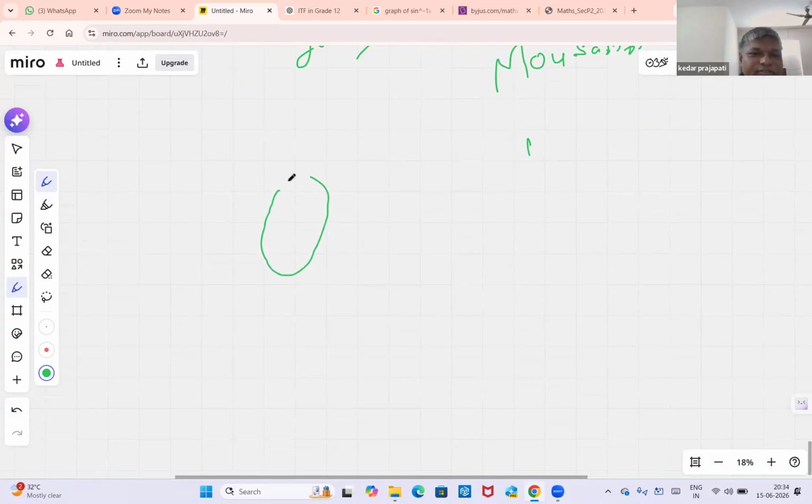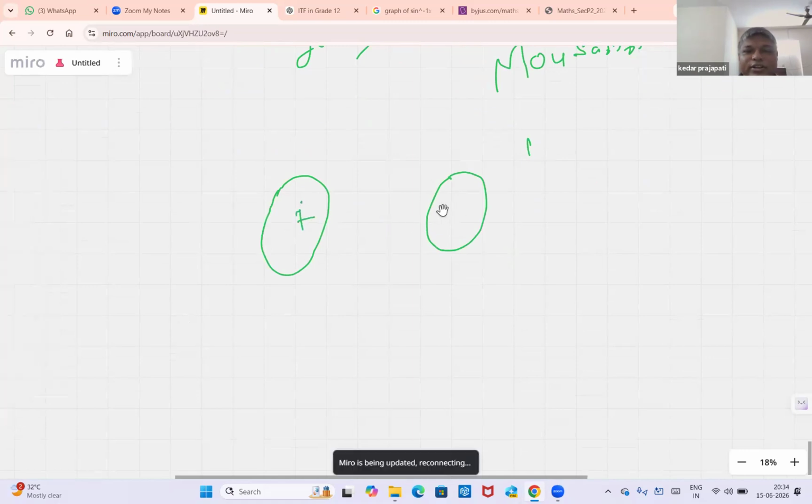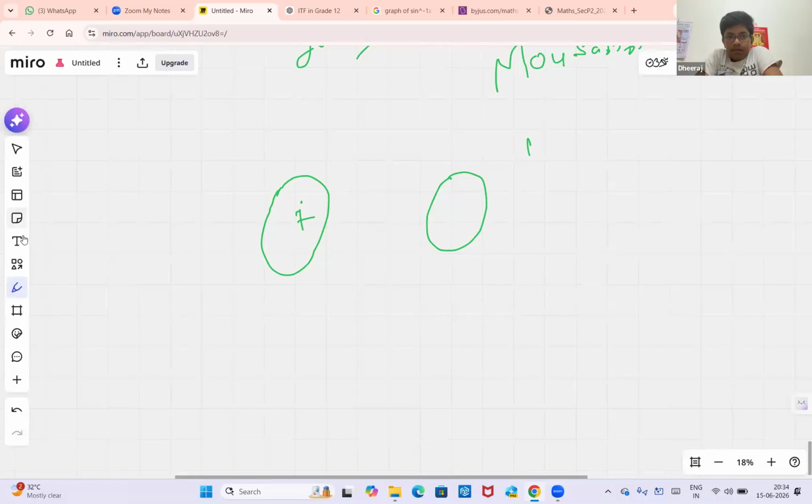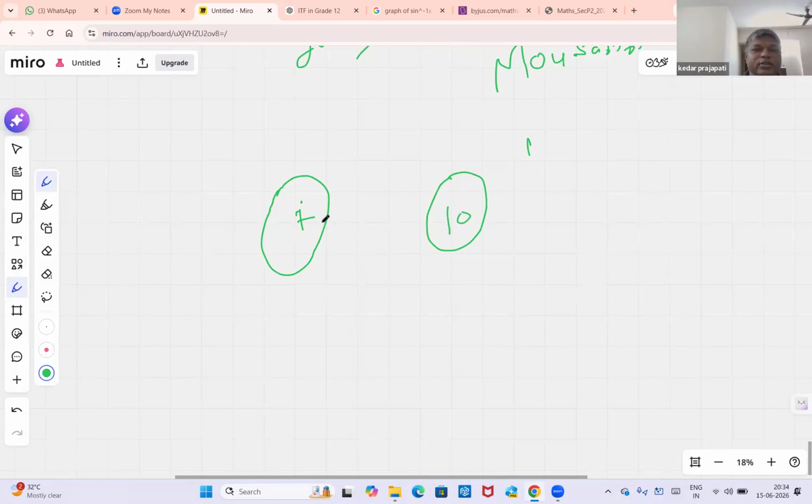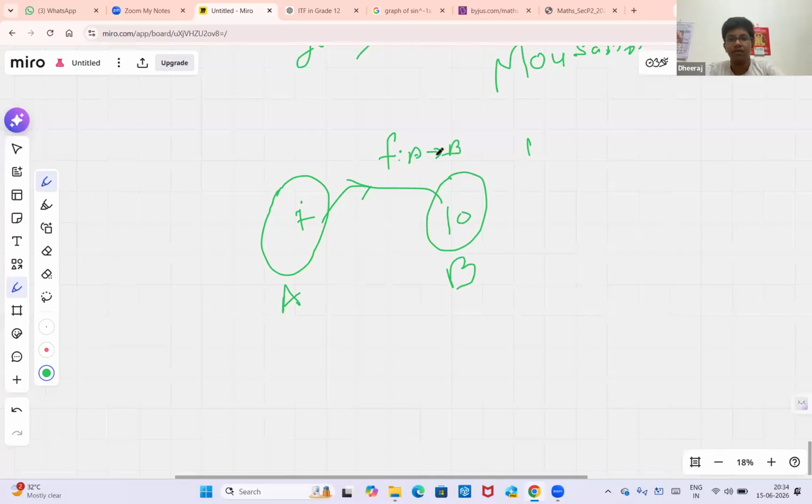Diagrammatically, how will you represent it? Suppose this is my set A, this is set B. This is point 7, and this is point 10. Now, f is a function from A to B.